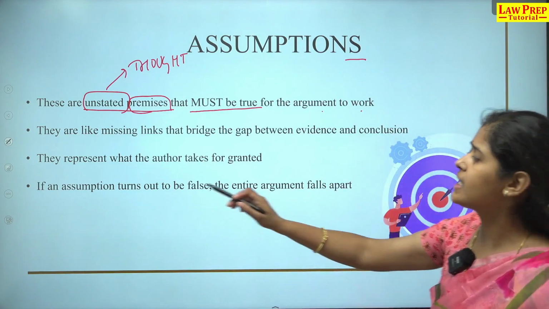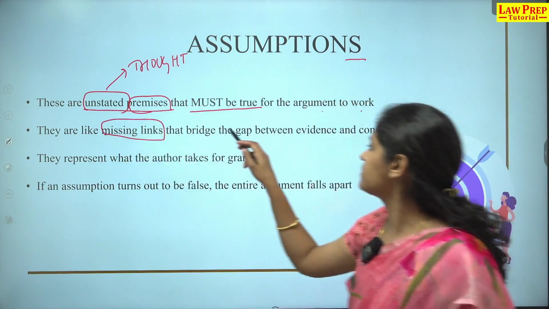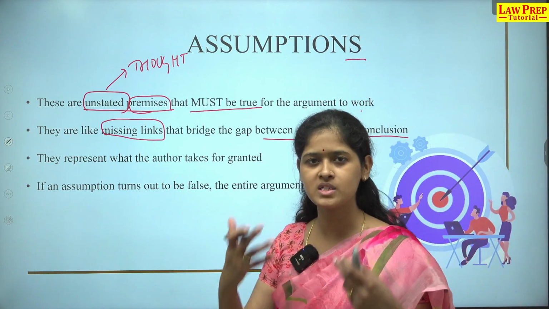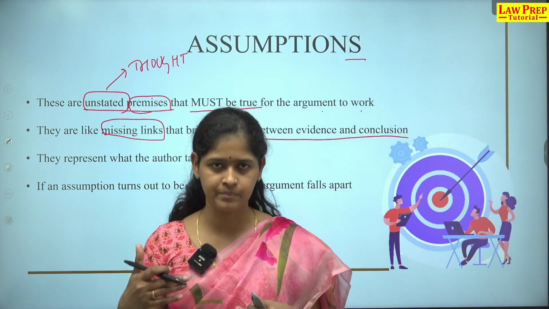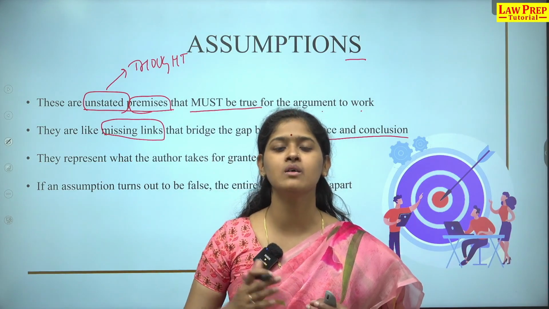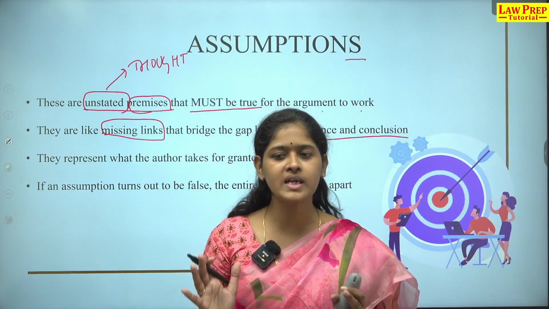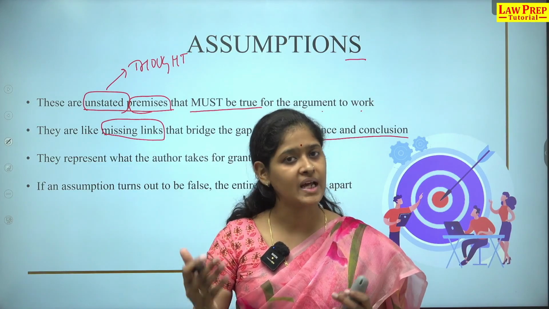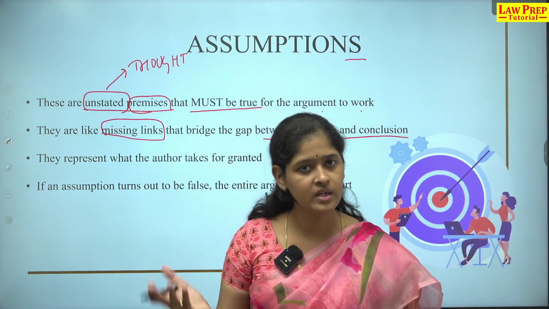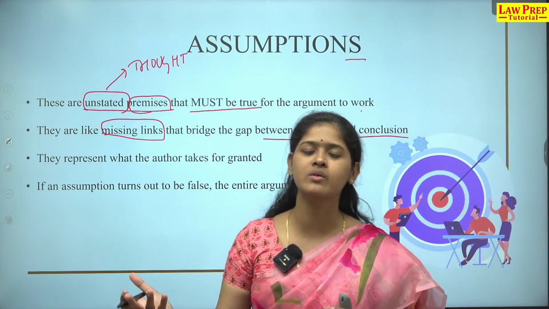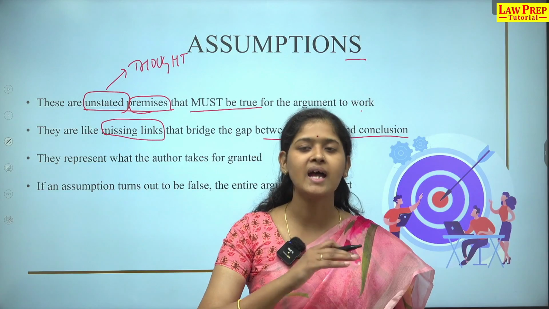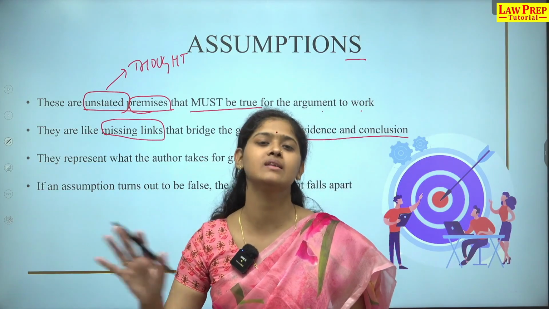Next, they are like missing links that bridge the gap between evidence and conclusion. जो पैसेज में ऑथर कंक्लूड करेगा, राइट, जो बातें लिखी हैं उन सब के बीच में जो मिसिंग बात है ना, वो सब असम्पशन है. मतलब ऑथर के हिसाब से वो एकदम करेक्ट है, बताने की ज़रूरत नहीं, क्योंकि उसकी रीडर को भी ये बात पता होगी, राइट. एंड देयरफॉर द ऑथर टेक्स असम्पशन फॉर ग्रांटेड एंड सो डज नॉट मेंशन इट इन द पैसेज, राइट.